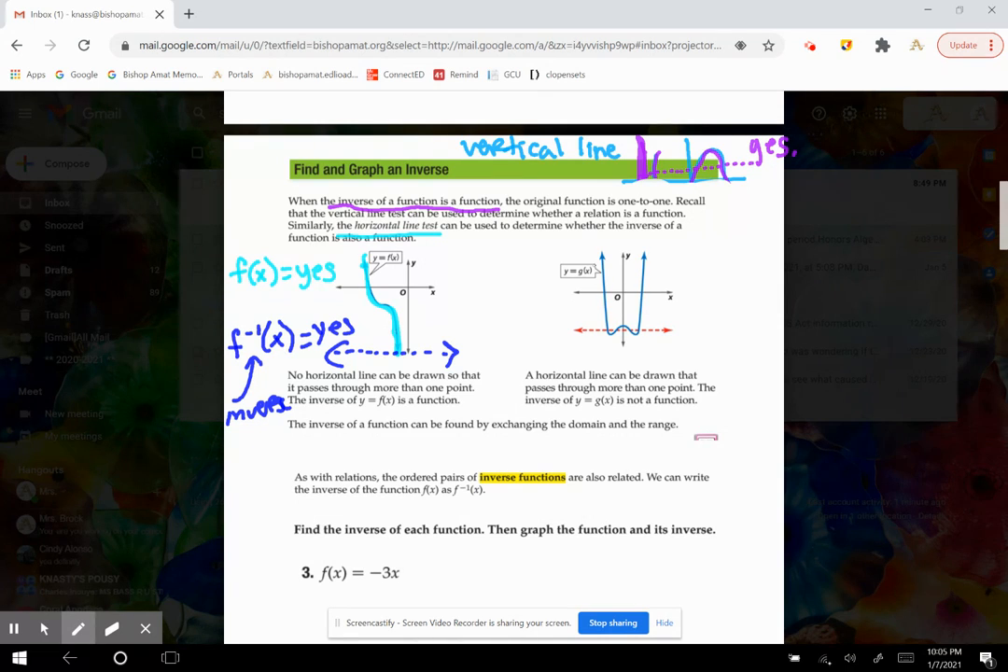Let's look at g(x). That looks like a kind of funny W. Is g(x) a function? Yes. Is the inverse of g(x) a function? The answer is no, because this red line, my horizontal line test, hits more than once at the same time. Even if I ran it up here, it would hit here and here. So no, the inverse is not a function.